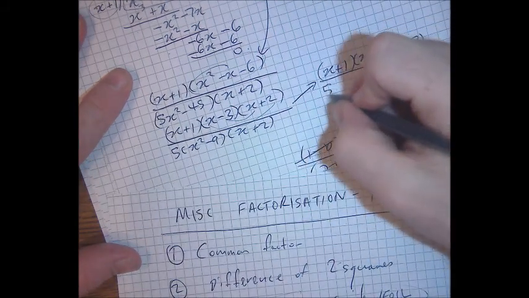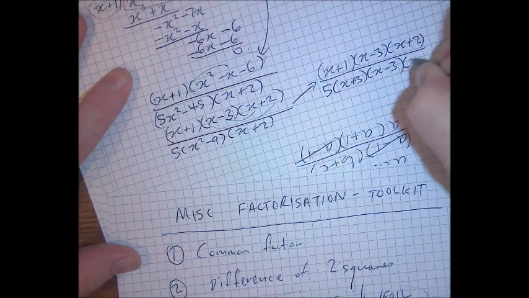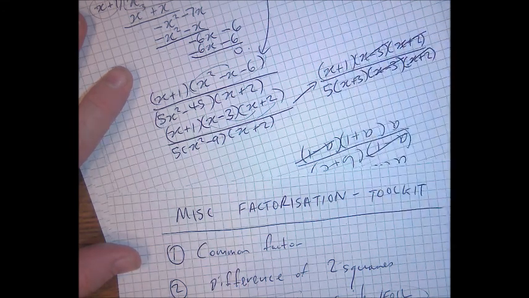The whole point of difference of 2 squares is that you write the same bracket twice, once the plus, once the minus. And check this out, get to cross that off, get to cross that off, and there's your answer.